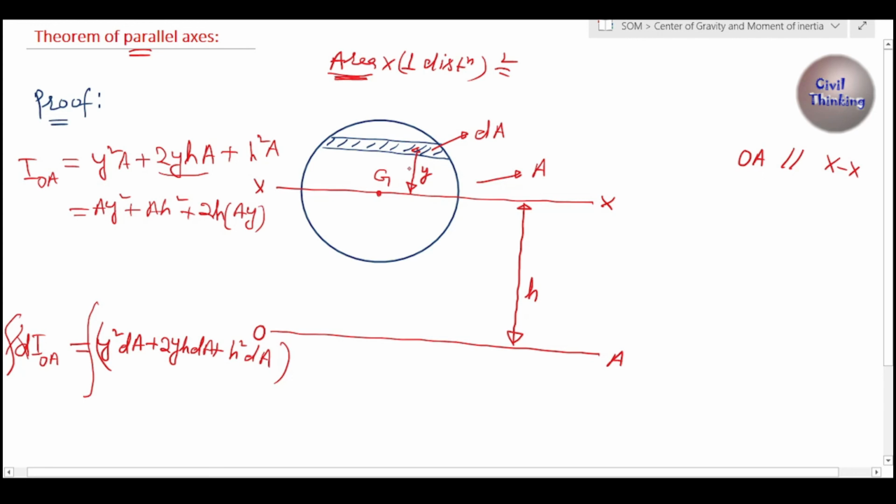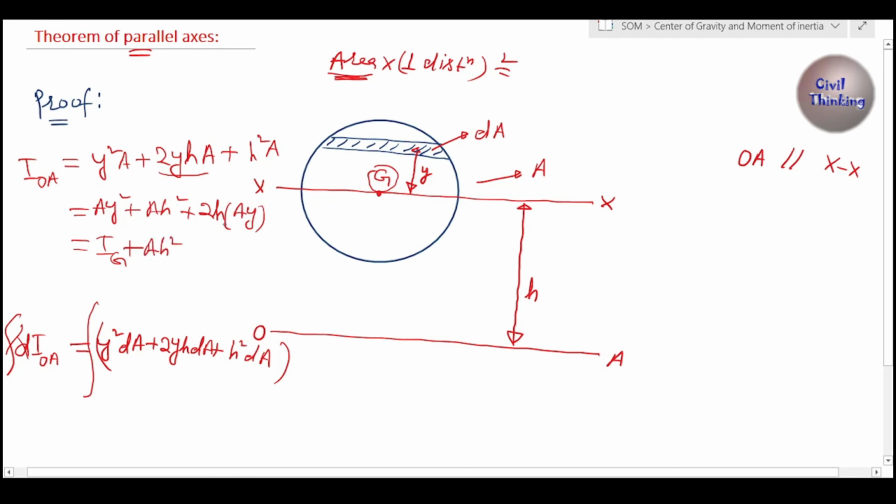Now see, what is A y square? A y square is the moment of inertia of the whole area A about this x axis which is passing through the center of gravity. Because moment of inertia is area multiplied by perpendicular distance square. Area is A and the distance is y, so it is the moment of inertia of the whole area with respect to the center of gravity. So I will denote this term with Ig, plus A h square as it is.